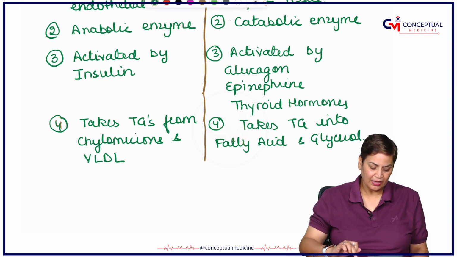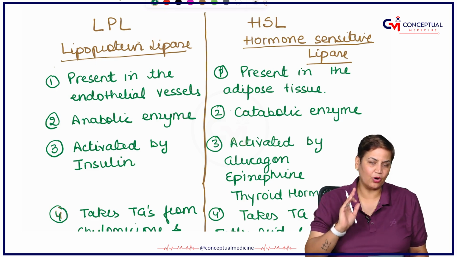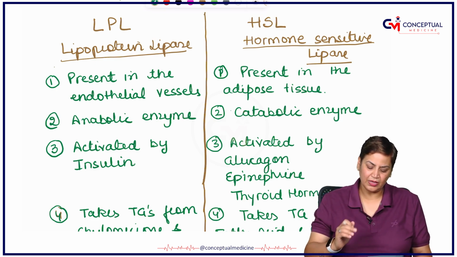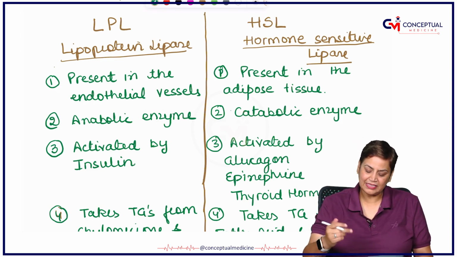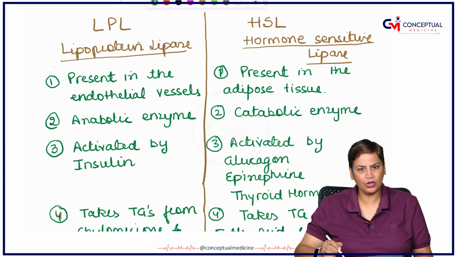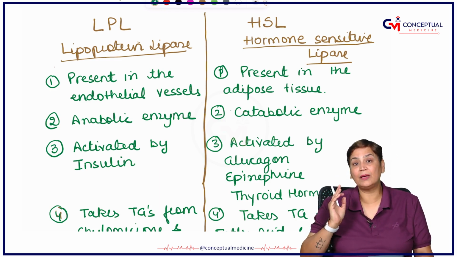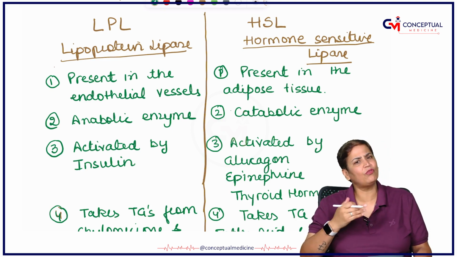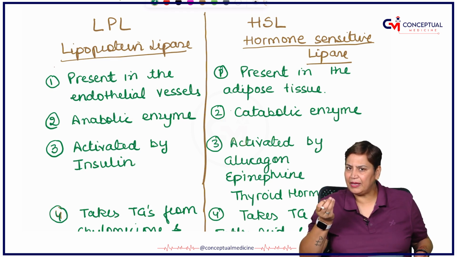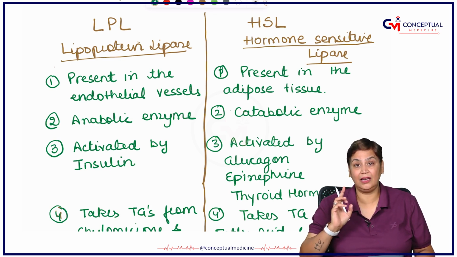Okay. So, always remember, if we talk about lipoprotein lipase, it will always be activated by C2. And if we talk about hormone sensitive lipase, it will always be activated by glucagon or epinephrine. So, it is altogether different. Whenever we talk about the metabolism of chylomicrons, or of all the lipoproteins, the basic enzyme which is going to act on these lipoproteins would be lipoprotein lipase.